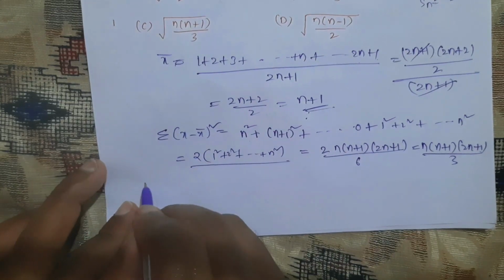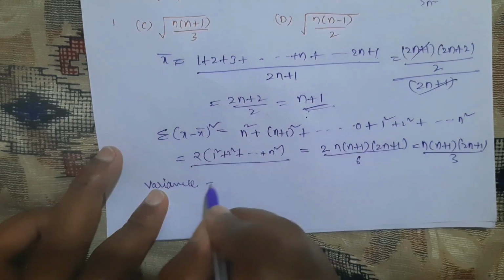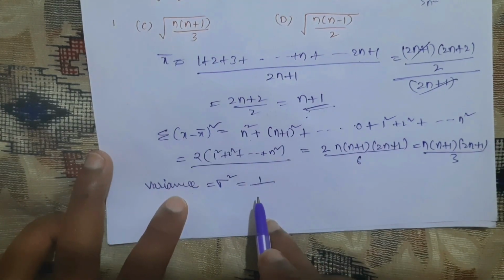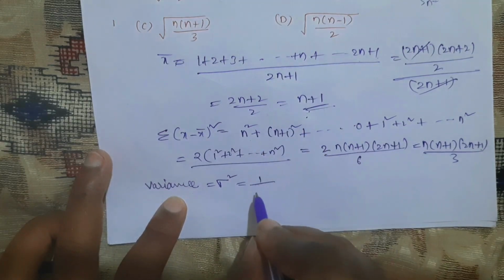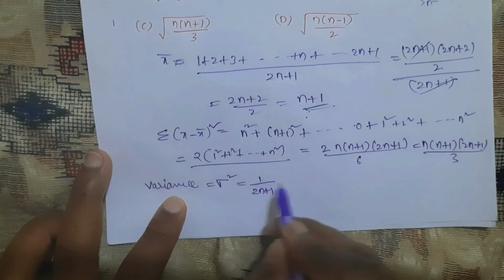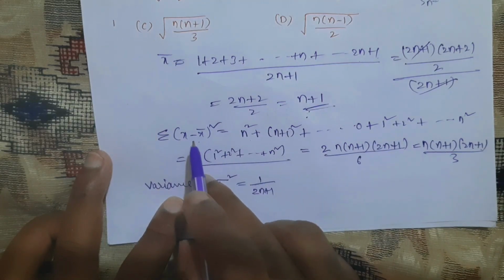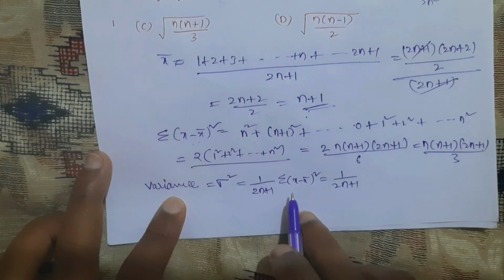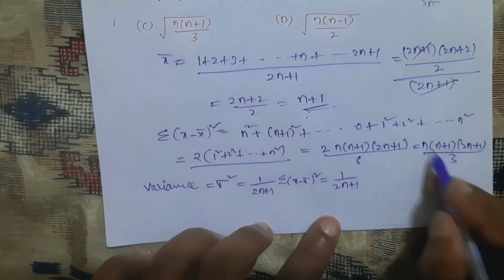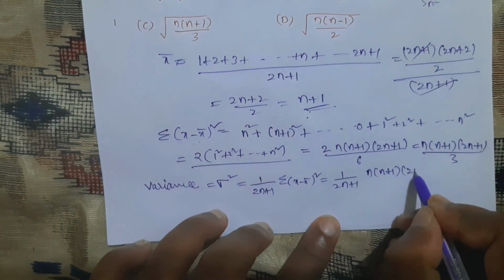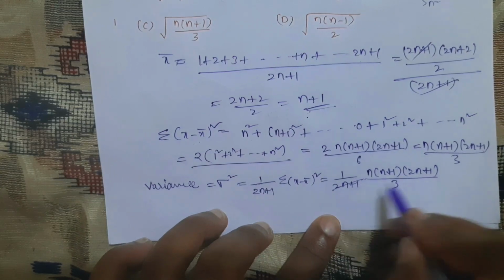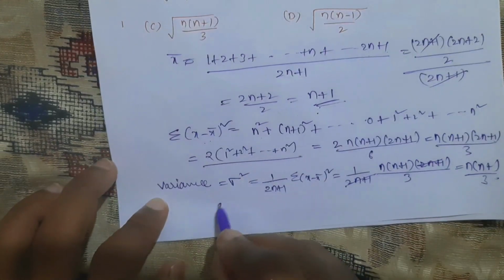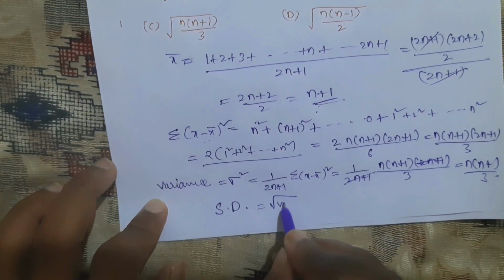Now we know the formula of variance. Variance, which we represent with sigma square, is nothing but 1 by n into sigma x minus x bar square. N means total number, but here what is n? It is 2n plus 1. So 1 by 2n plus 1 into sigma x minus x bar whole square. That value we got, n into n plus 1 into 2n plus 1 divided by 3. 2n plus 1 cancels with 2n plus 1, that means n into n plus 1 by 3. So this is the variance, but we know standard deviation is nothing but the square root of variance.